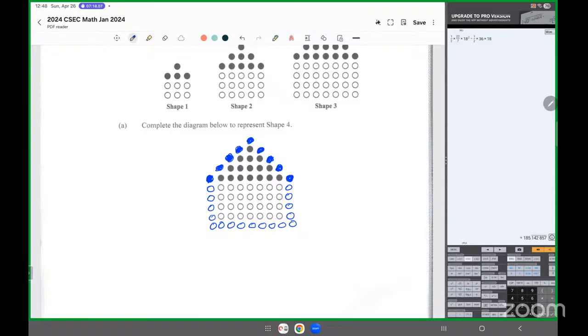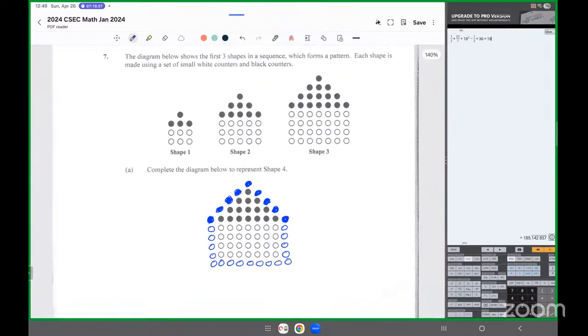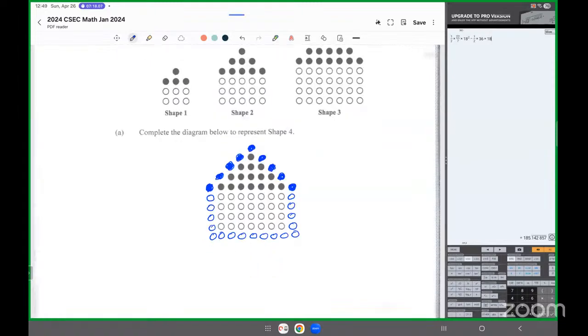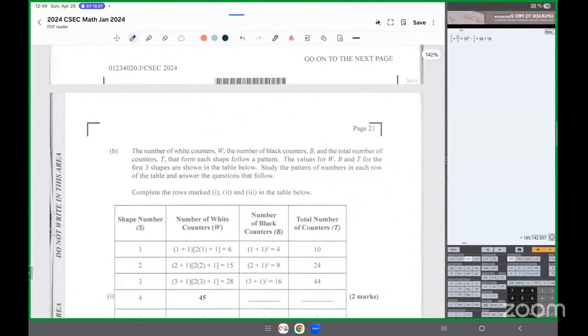So you're adding those things all the way around it. You get the next shape based on the pattern of how it is formed. So you have to be able to observe and see how the pattern moves as they go from one shape to the next. You're adding all the way around. All right, good. Now go to the table.